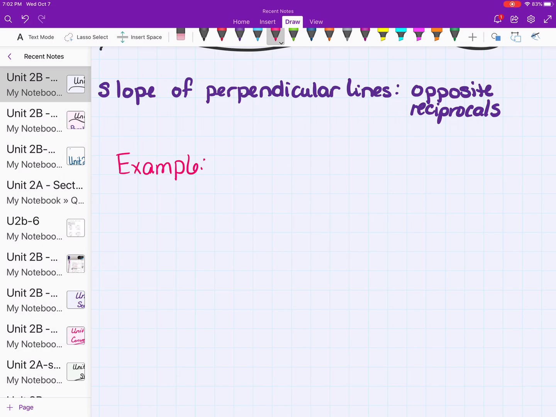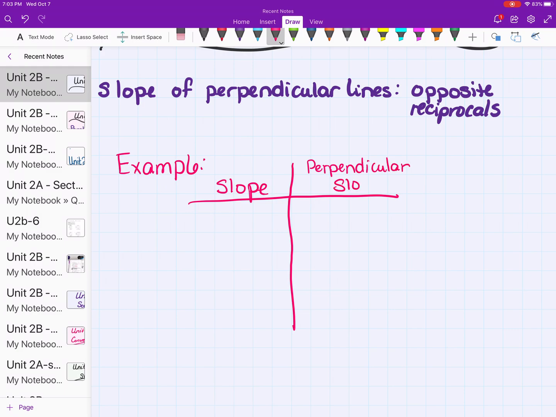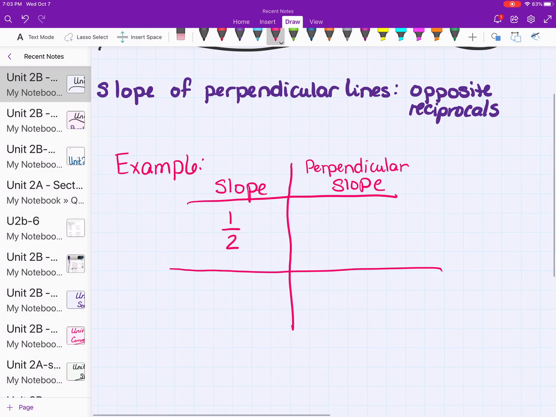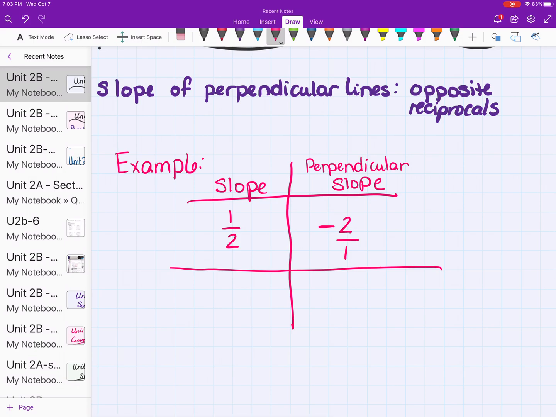Okay, so given the slope, let's make a table. We're going to do perpendicular slope here. If I give you a slope, then you should be able to give me a perpendicular slope. So let's say 1/2. Opposite reciprocal means we flip it over and we change the sign. So 1/2 becomes 2/1. Positive becomes negative. Do I need that 1 underneath of it? Not really. Can I leave it there? You can, but we don't usually.